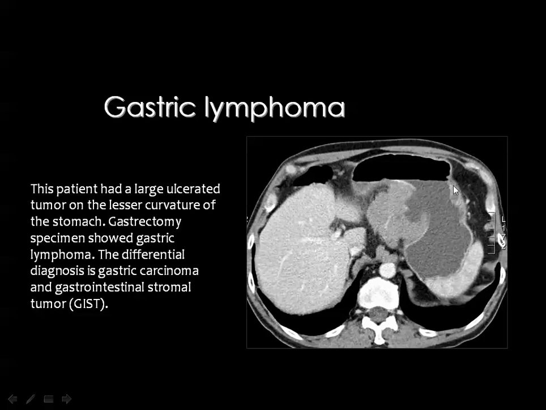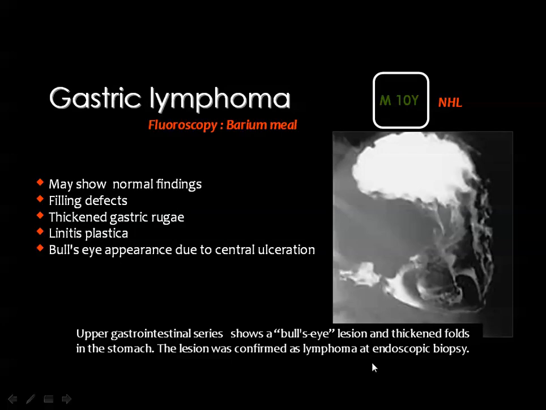But here you can see thickening of the gastric greater curve, and there is a mass involving the lesser curve of the stomach, and this mass has been proved to be gastric lymphoma. And by barium meal in cases of lymphoma, you may see an absolutely normal appearance. You can see some filling defects.